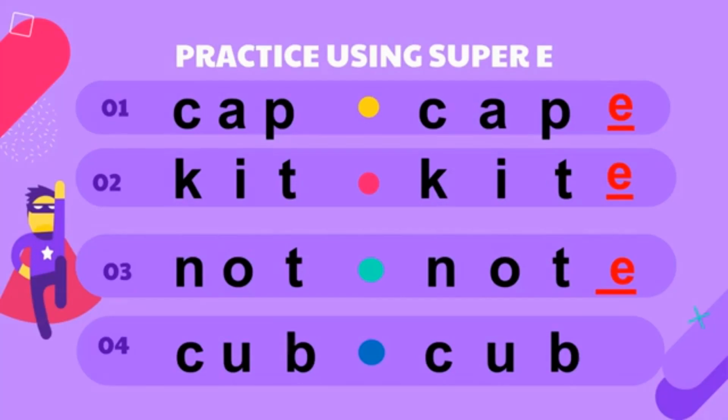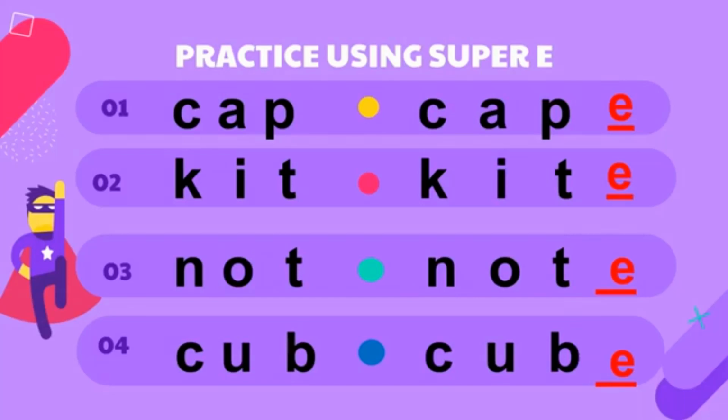Let's try this one. I see a short U in the word cub. Cub. C-U-B. Cub. Now, what are we going to add? You know it. Super E. Now that U is going to turn into a long U. And long U says U or oo. And the E is silent. Let's see if we can decode it.